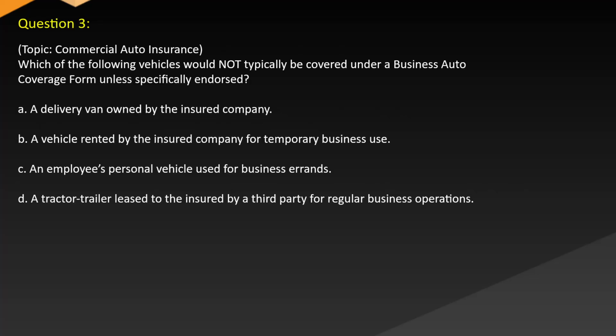Question 3. Topic: Commercial auto insurance. Which of the following vehicles would NOT typically be covered under the business auto coverage form unless specifically endorsed? A. A delivery van owned by the insured company. B. A vehicle rented by the insured company for temporary business use. C. An employee's personal vehicle used for business errands. D. A tractor-trailer leased to the insured by a third party for regular business operations.